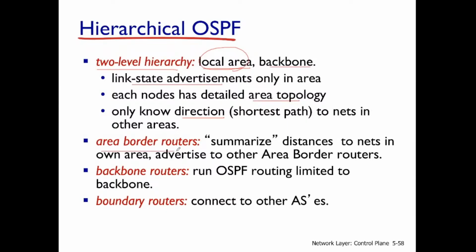These area border routers summarize the distance to the destinations inside their own area and advertise it to the other area border routers. That is how the area border routers discover each other at the higher level. Those advertisements are shared by the backbone routers and the boundary routers as well.